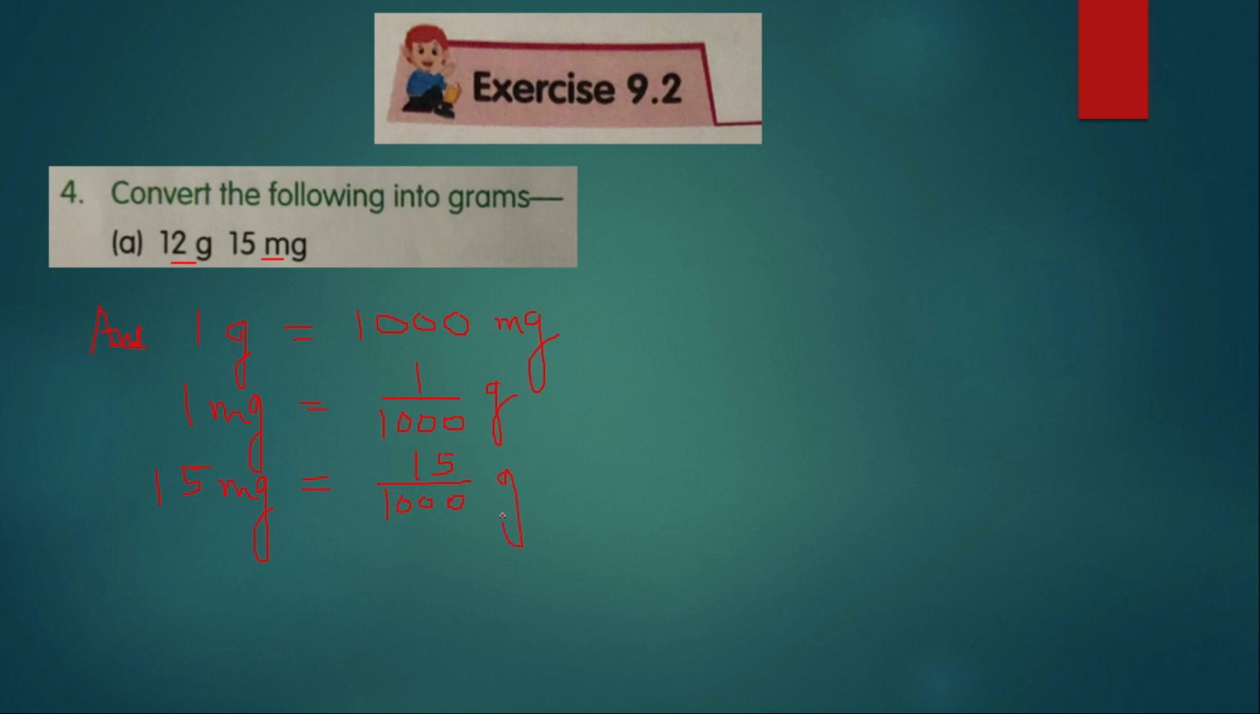So it will be in grams, so it will be 0.015, because we need 3 digits after the decimal, as we have 3 zeros here. So now we can add 12 gram plus 0.015 gram, which will be equal to 12.015 gram. So this is our answer of question number 4, A part. Like this you need to complete question number 1 to 4 in today's homework.